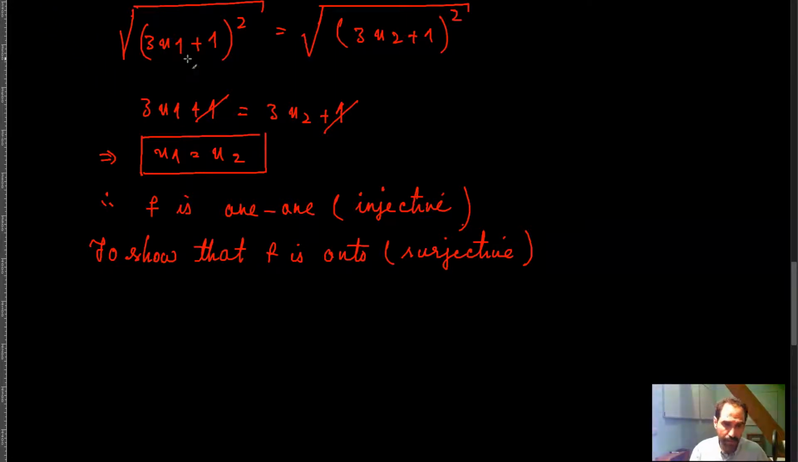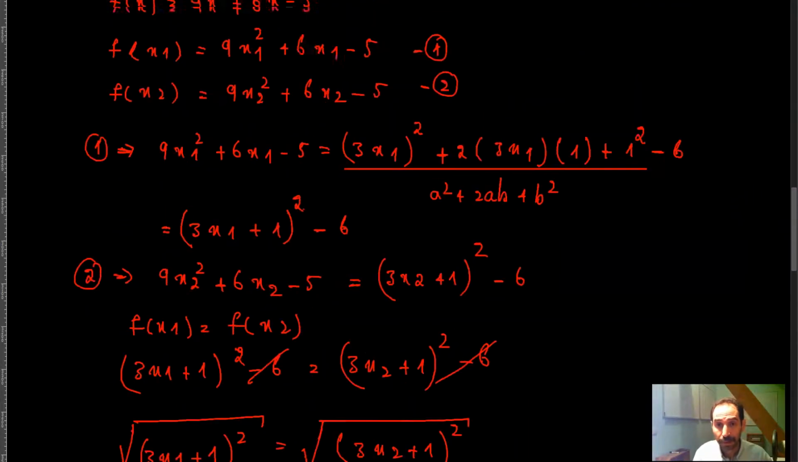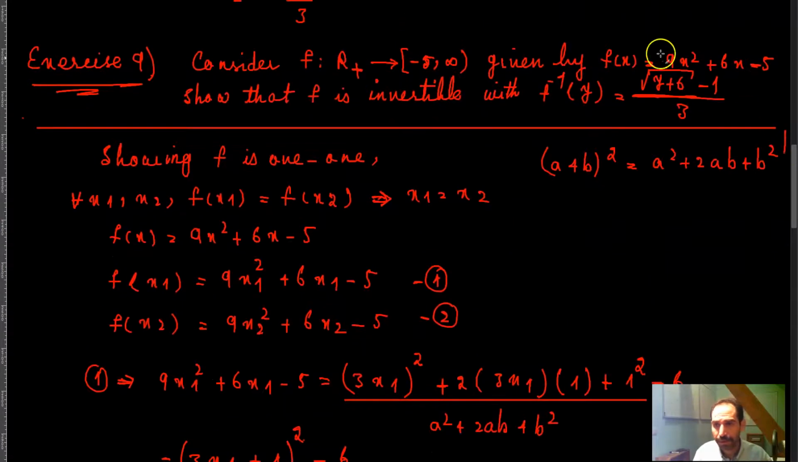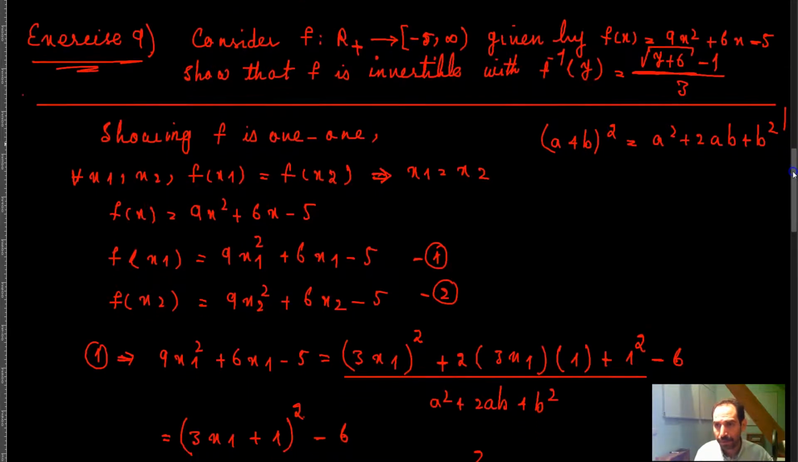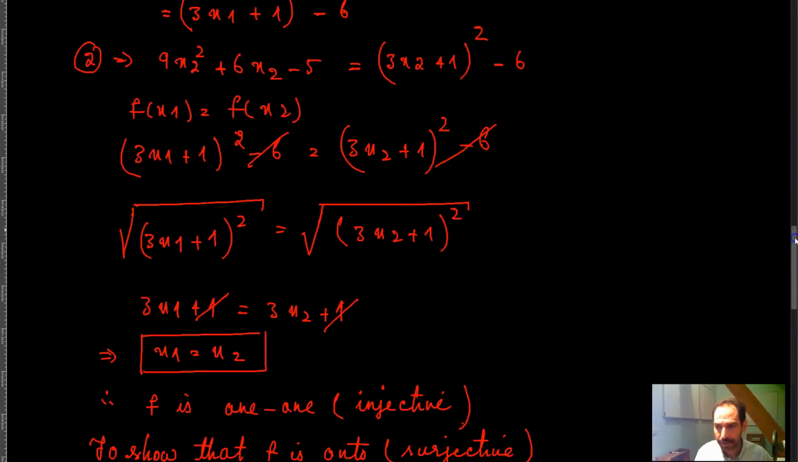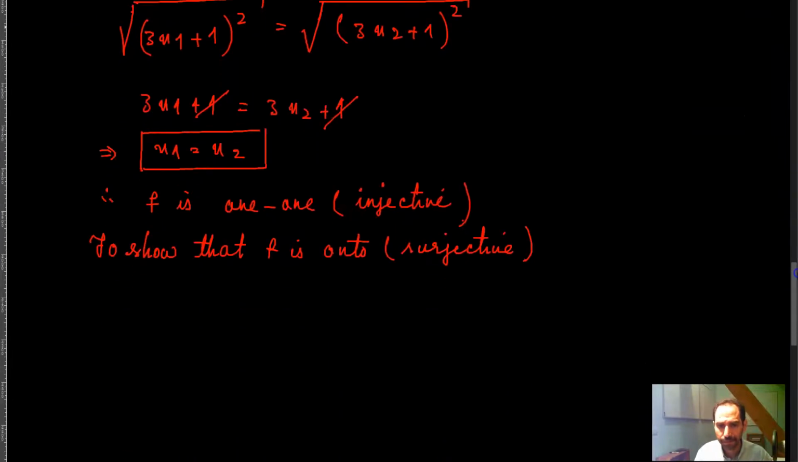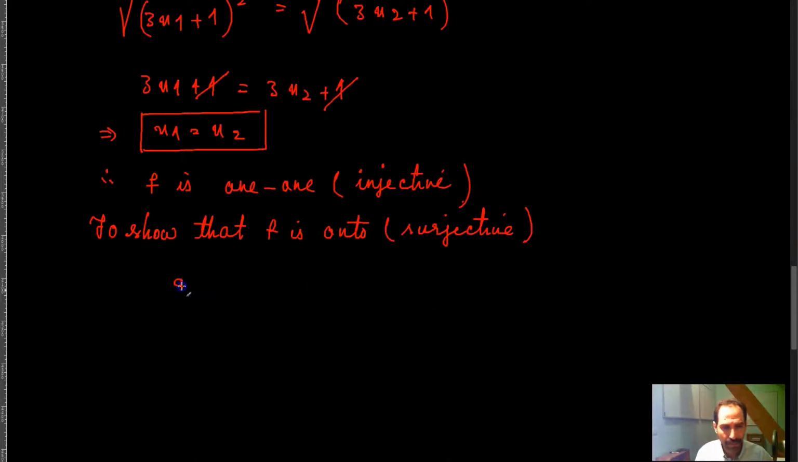Okay, so now in order to show that f is onto, let's take a look at our function. Our function is basically 9x squared plus 6x minus 5, and that is f of x.